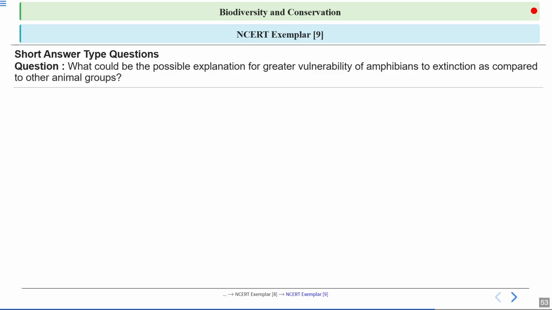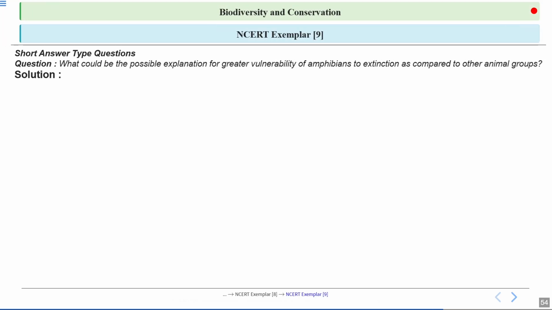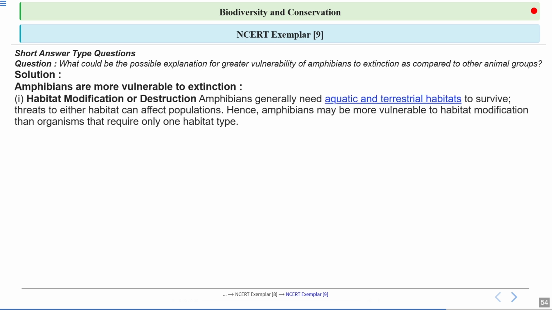Next question, what could be the possible explanation for greater vulnerability of amphibians to extinction as compared to other animal groups? Let's have a look at the answer. Amphibians are more vulnerable to extinction because, first of all, habitat modification or destruction of the habitat can cause extinction of amphibians.